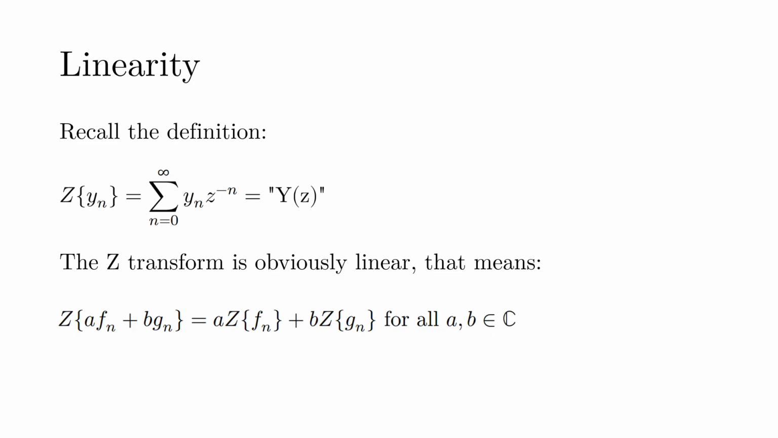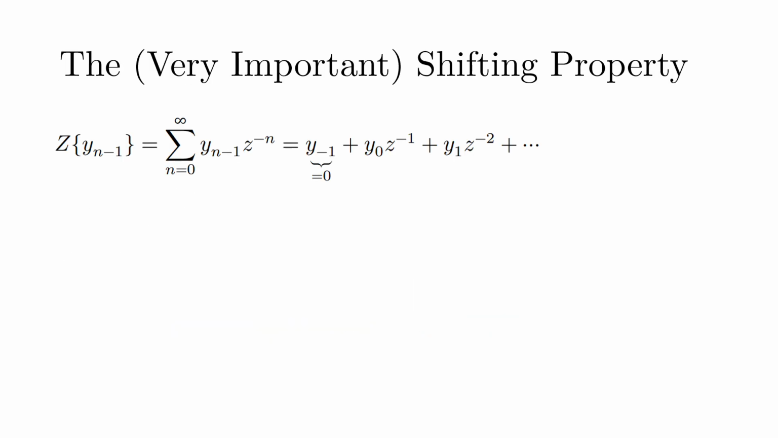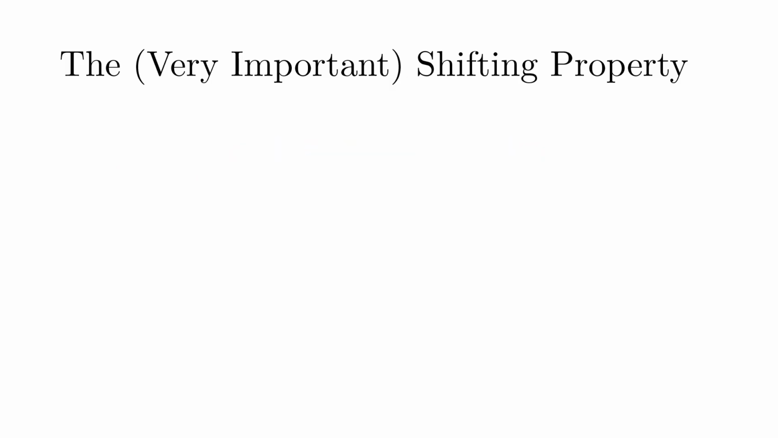Okay, and one more, even more important property is the so-called shifting property. The shifting property is trying to make a statement about what happens if you take the Z-transform of a shifted sequence. So we already know what the Z-transform of something like y_n is, but what happens if I look at the shifted sequence y_(n-1)? And that's also quite easy to see.